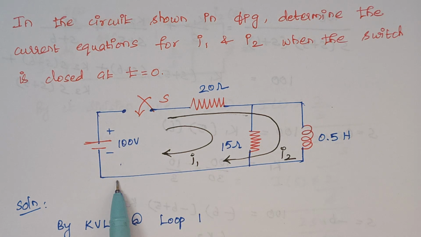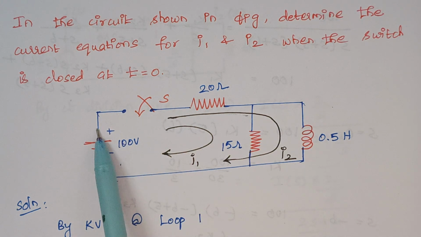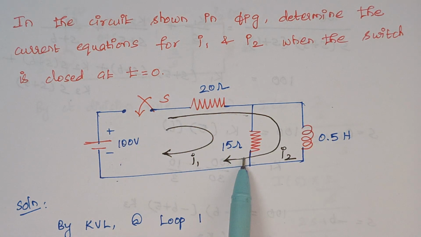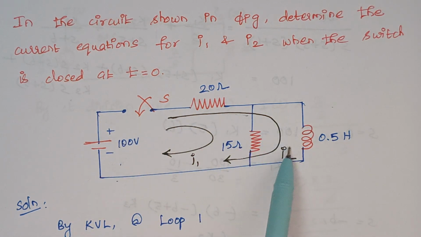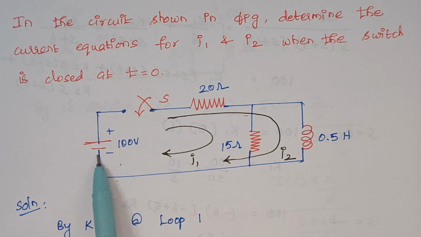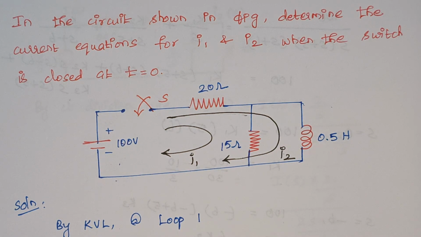Can you get? I1 flows through this 100 volt, 20 ohm and 15 ohm. Okay, the circuit gets closed like this. And I2 flows through this 20 ohm, 0.5 Henry and again this 100 volt. Okay, you should be clear with this. Then only you can write the KVL.